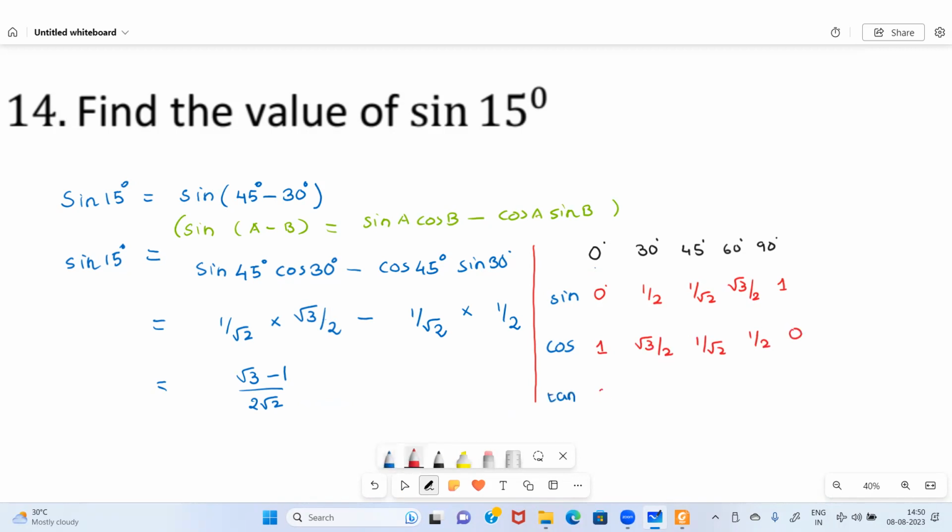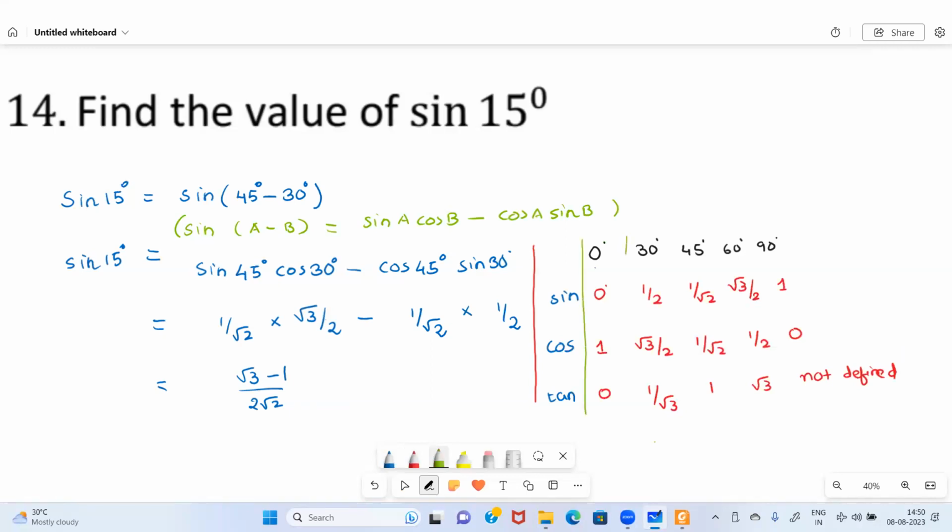Tan 0, 0. Tan 30, 1 by root 3. Tan 45, 1. Tan 60, root 3. And tan 90 is 1 by 0, which is not defined. And the reciprocals, I hope you can do it yourself.